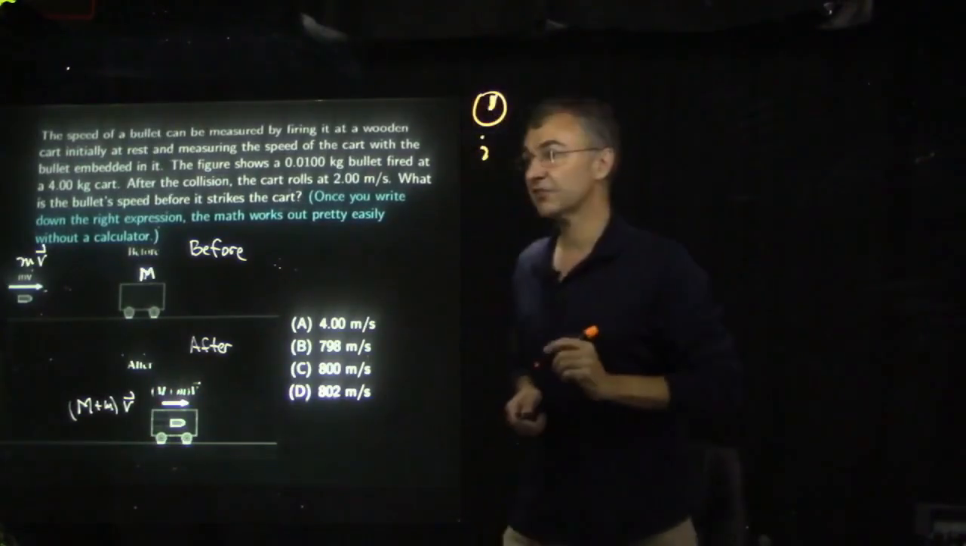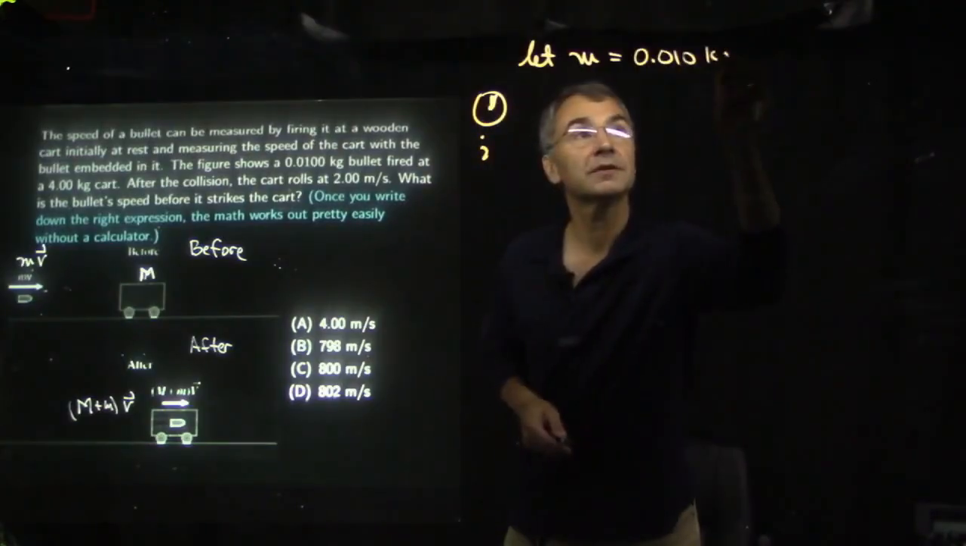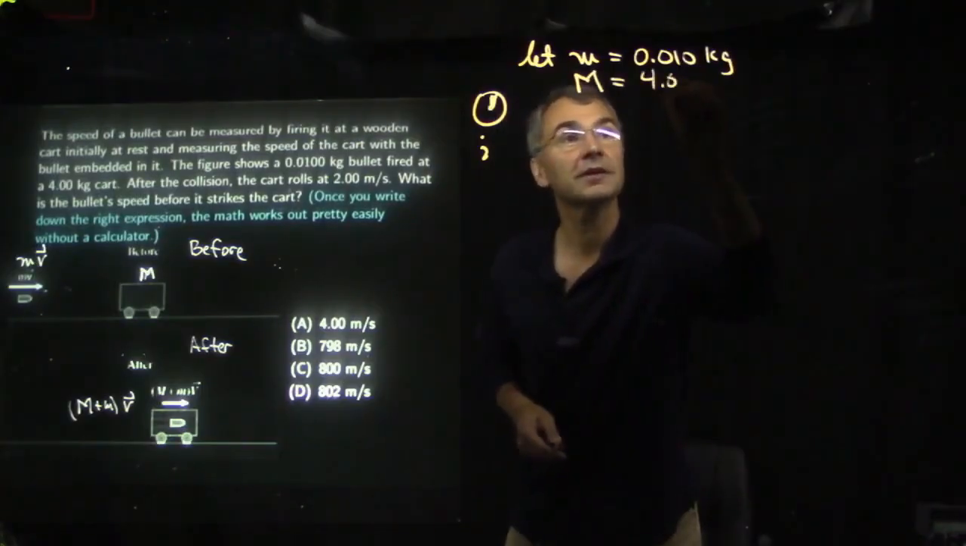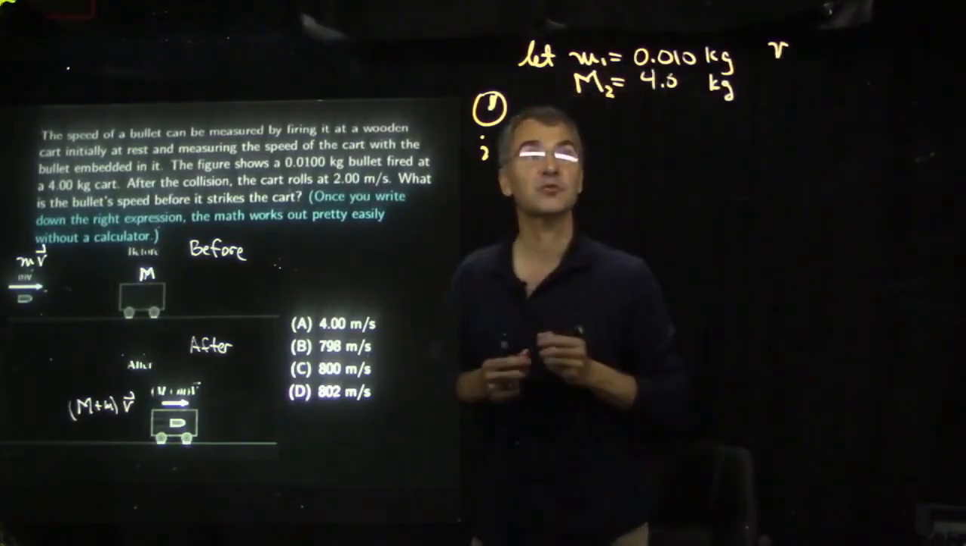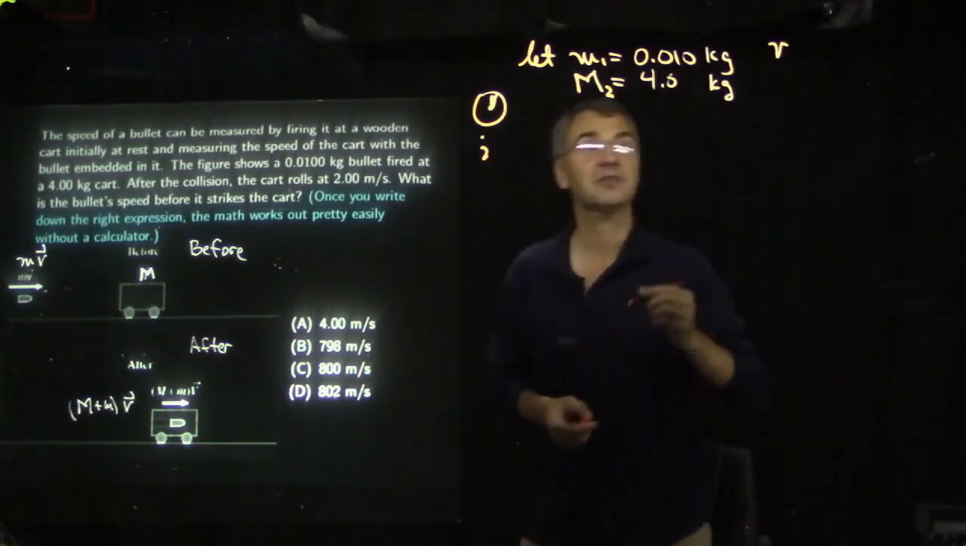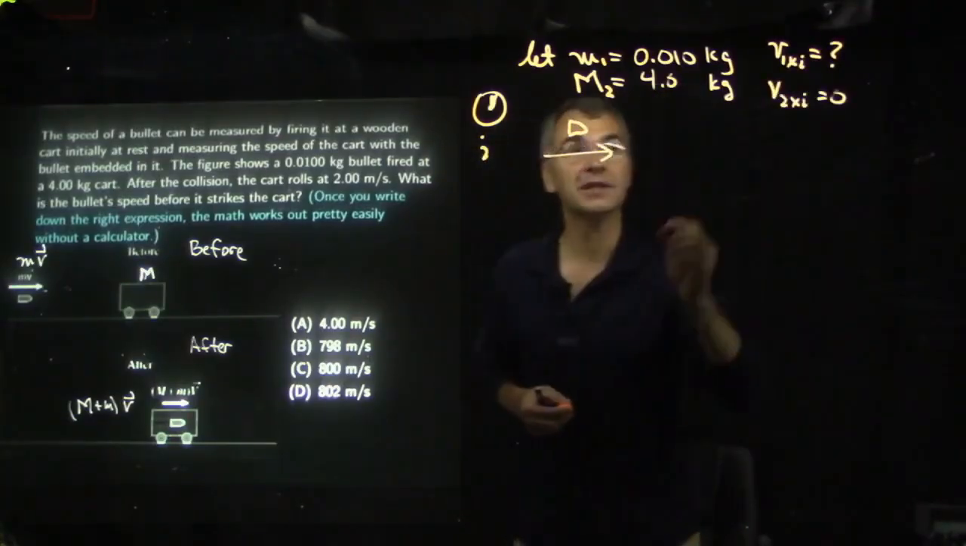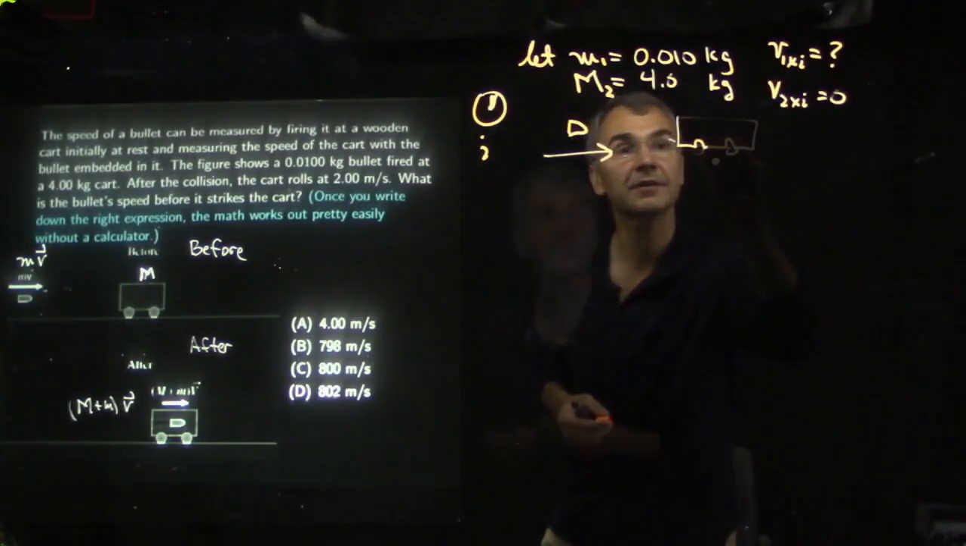Here's the initial state, with a textbook-style clock. Let m equal 0.010 kilogram, that's the bullet. Then let big M equal 4 kilograms, that's the cart. Come to think of it, let's do as our book would do, and let the bullet be object 1, and let the cart be object 2. v1x initial is unknown, and v2x initial is 0. The bullet is moving to the right at some large unknown speed. The cart is at rest.